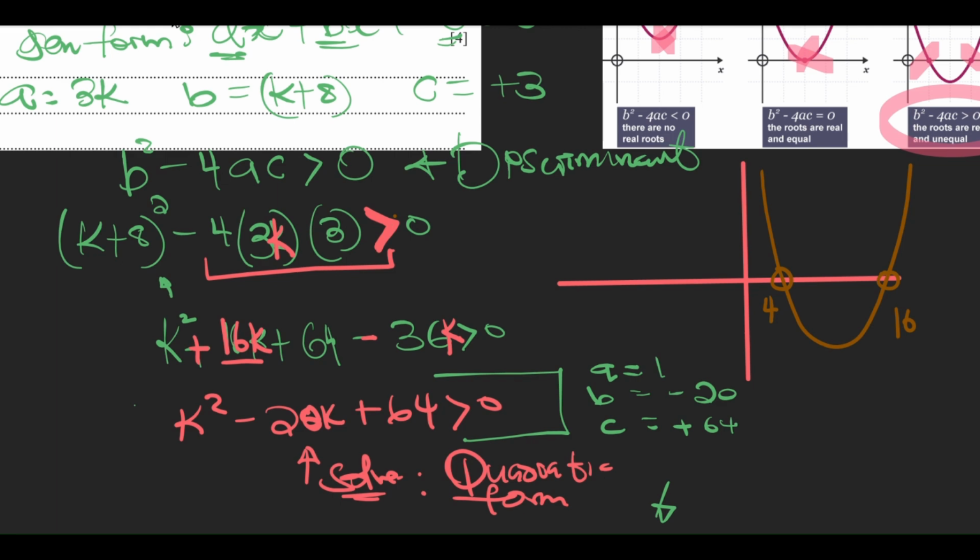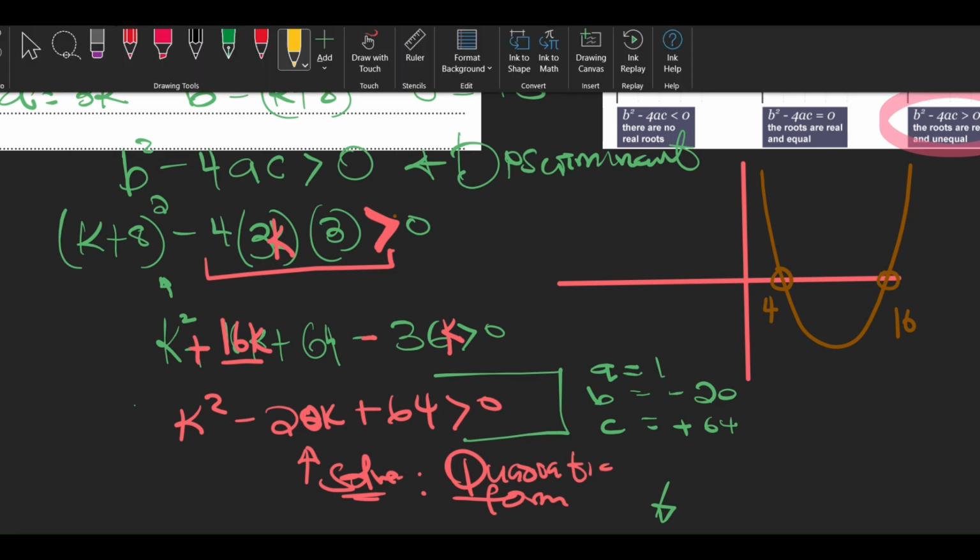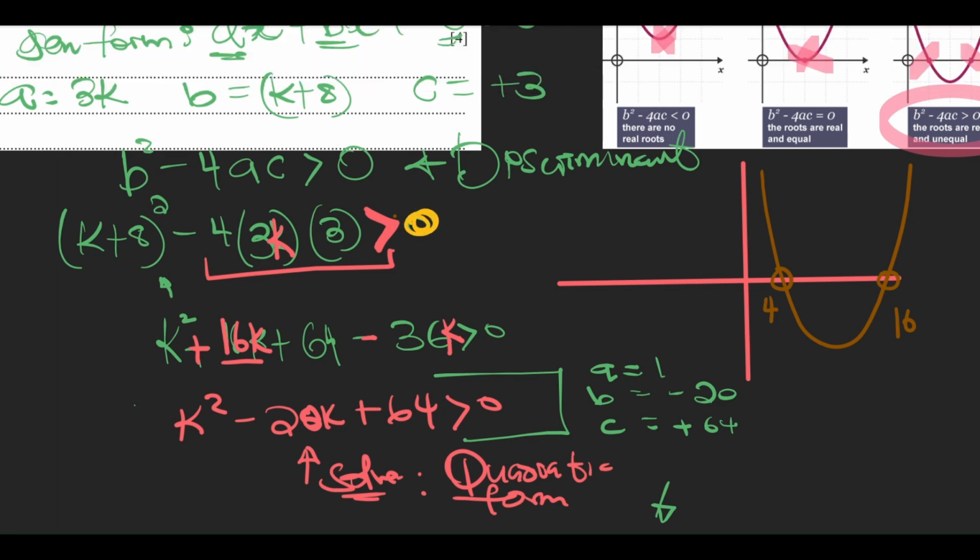Now remember, we are being told that we have to have a situation whereby we're greater than 0. So we have to ask ourselves, which part is greater than 0? This part is the part that is greater than 0. On this line, we are equal to 0. Here, y is equal to 0.